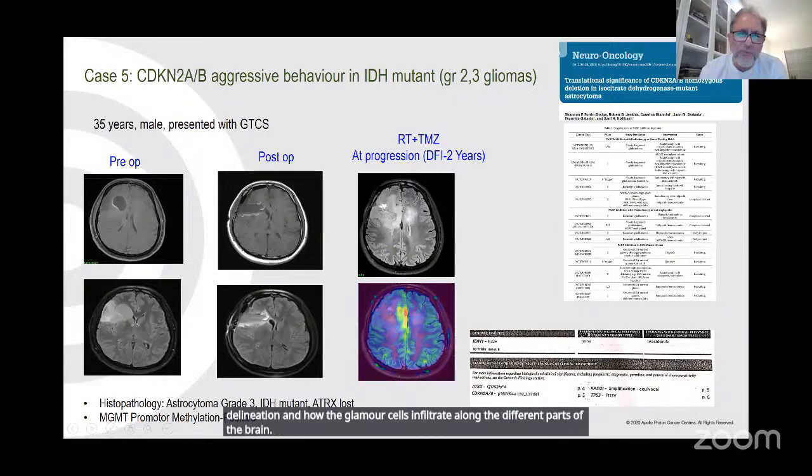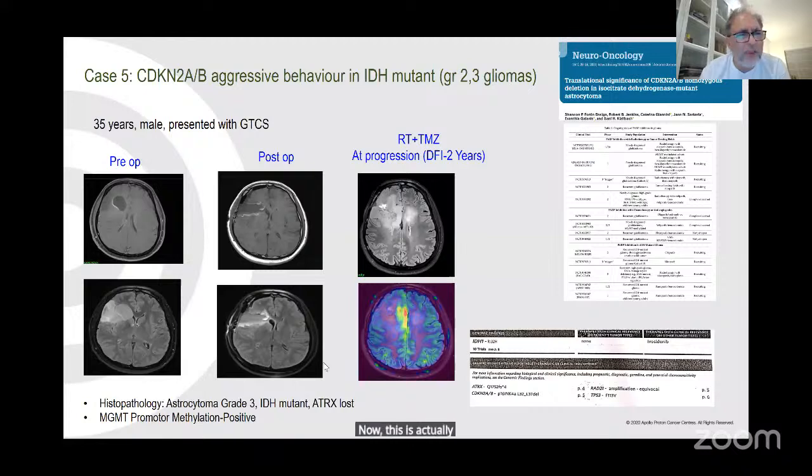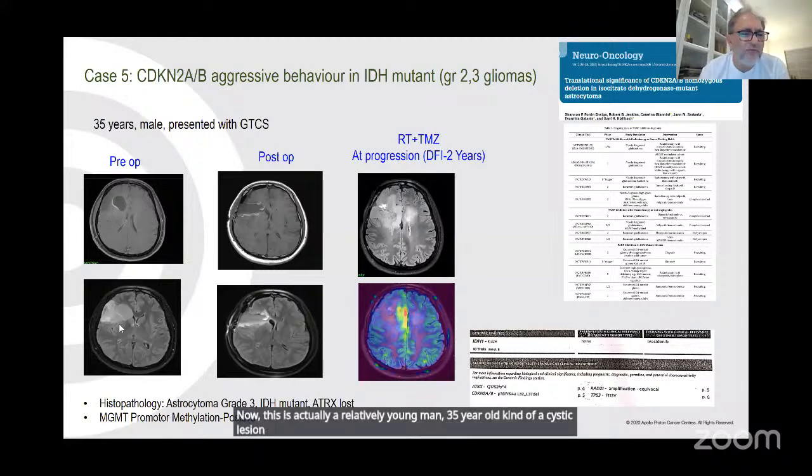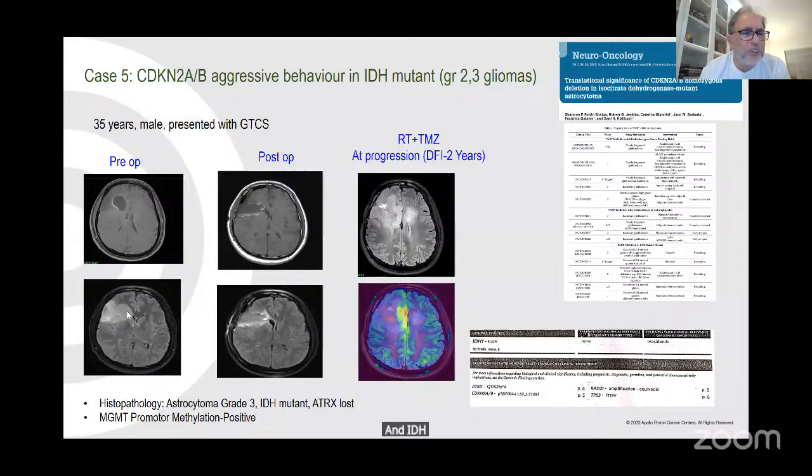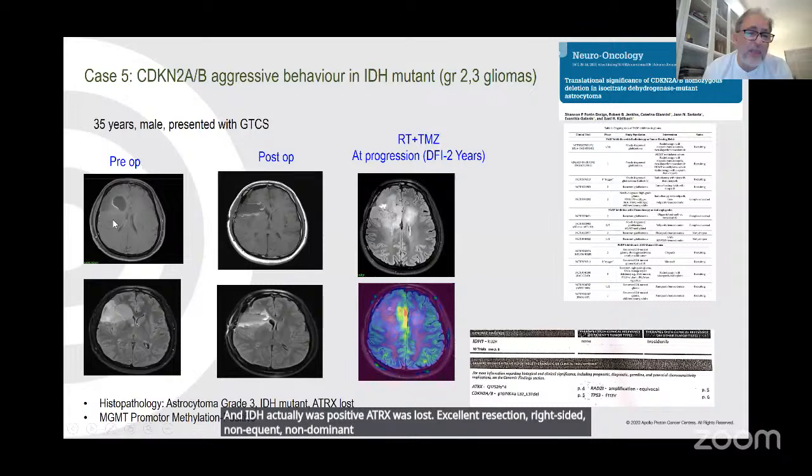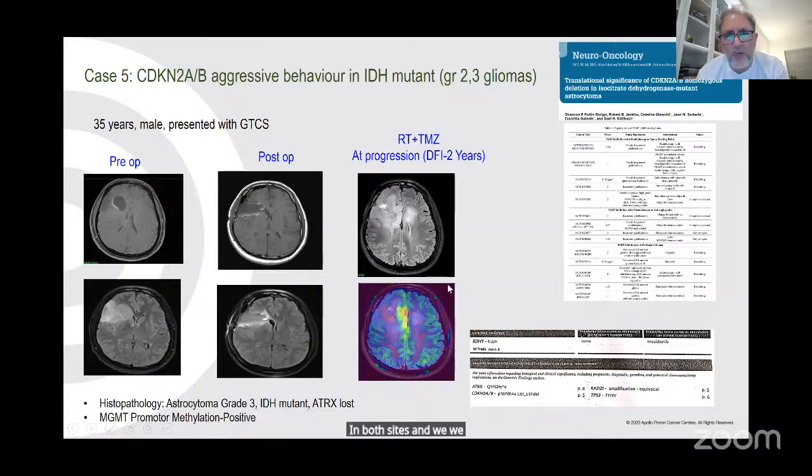Now, this is actually a relatively young man, 35-year-old, kind of a cystic lesion, actually, beautifully resected. Everyone would have said, oh, that's a very good prognosis. And IDH actually was positive, ATRX was lost, excellent resection, right-sided, non-eloquent, non-dominant, removed very well, RT given. Within 1.5 years, had a massive recurrence on both sides. And we ultimately lost this patient.